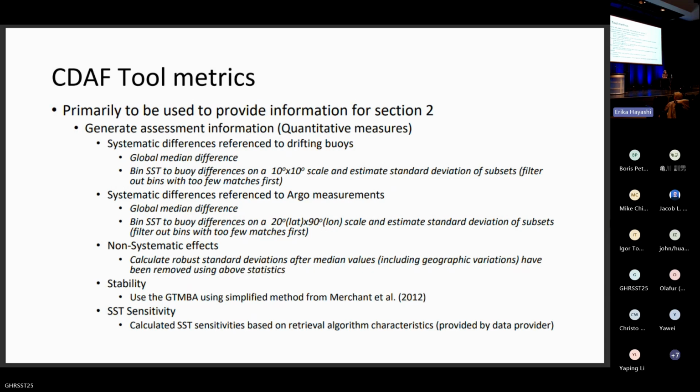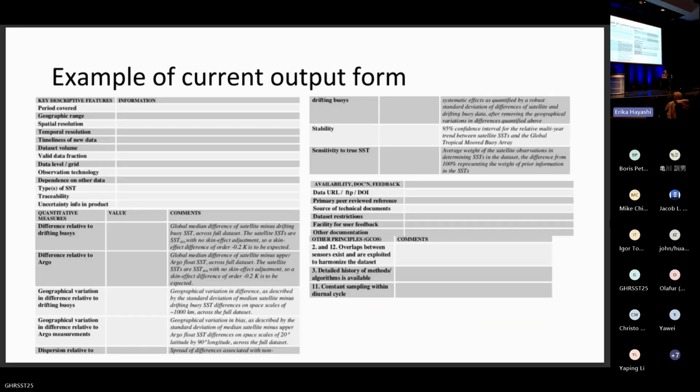The plan at the moment is to use simplified methods from a paper that Chris wrote about a decade ago. And where possible, to include SST sensitivity metrics, although I would say that the ability to provide that information is up to the data provider, because it has to be done well. Basically you need radiative transfer modeling to do it. If that's not part of the process of deriving the CDR, then we won't have access to it. But where possible, we will provide that.